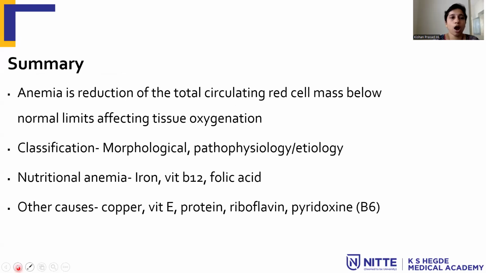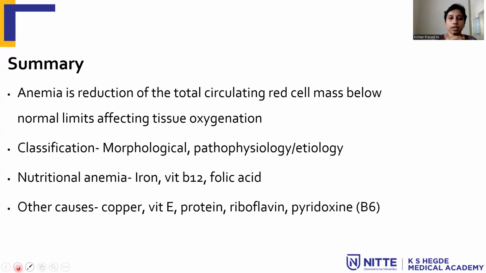So to summarize, how to define anemia? Anemia is reduction of total circulating red cell mass below the normal limits affecting tissue oxygenation. In other words, we can say it is based on reduced hemoglobin concentration. How to classify anemia? Anemia can be classified based on morphology, etiology, or pathophysiology.